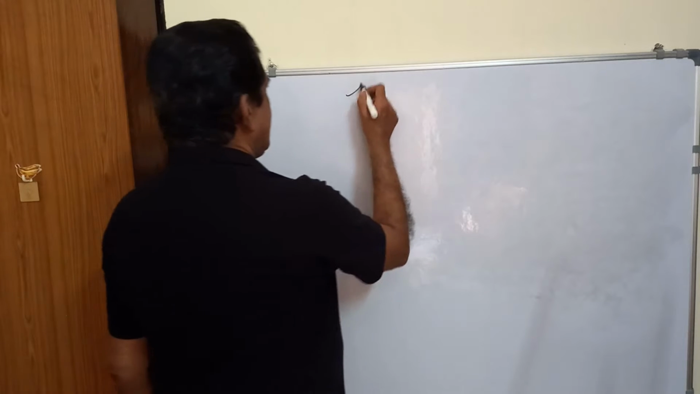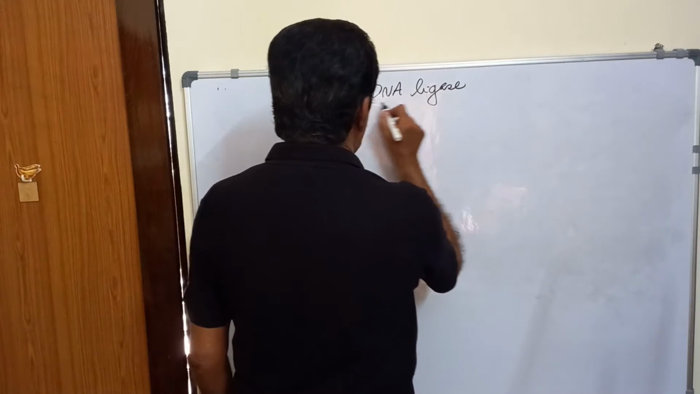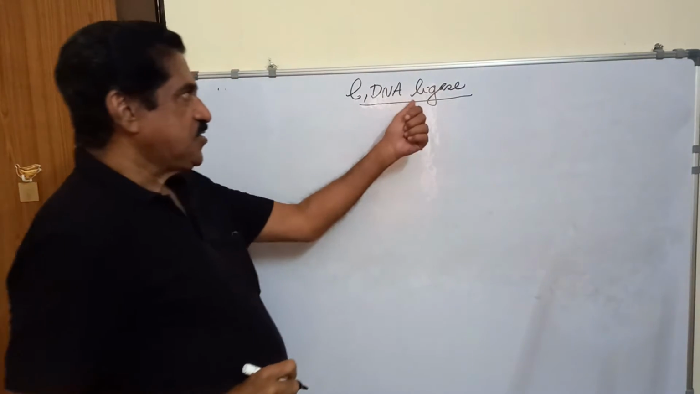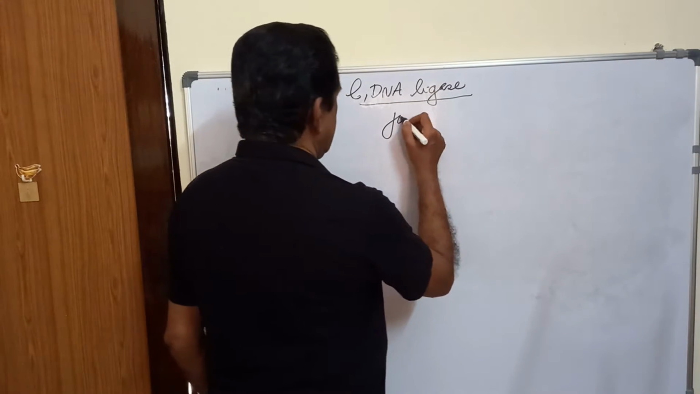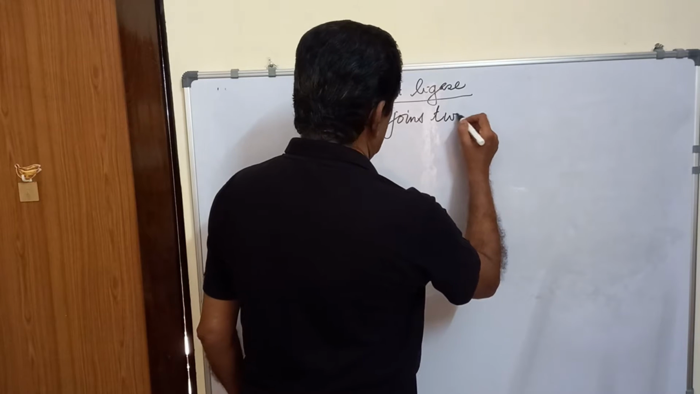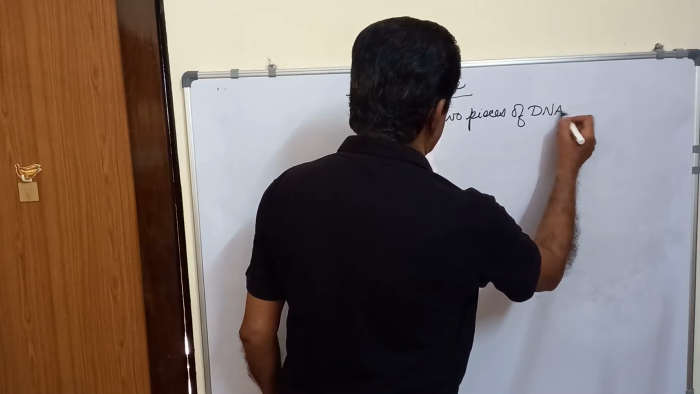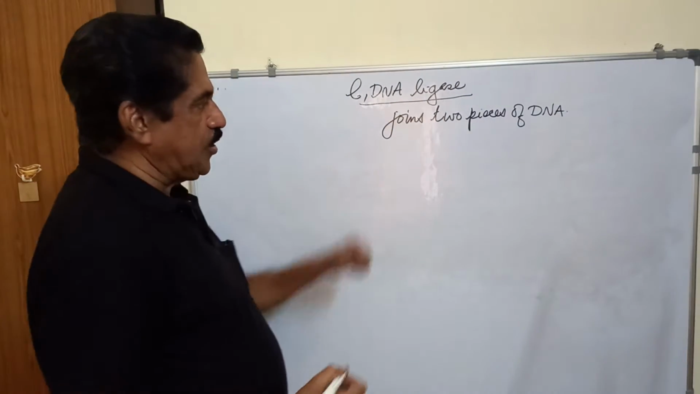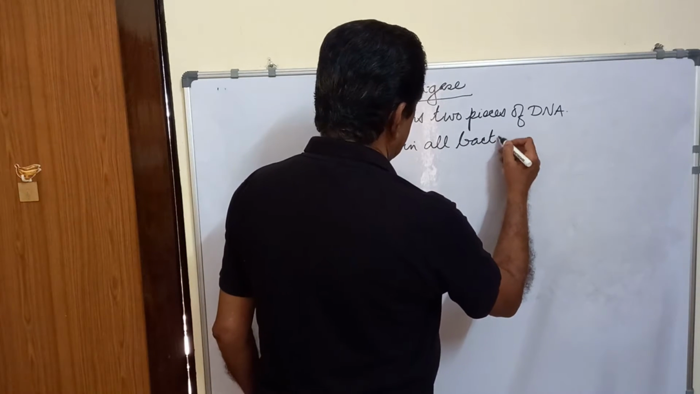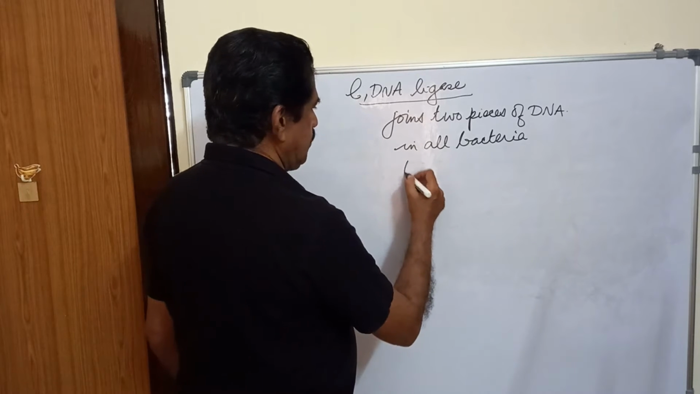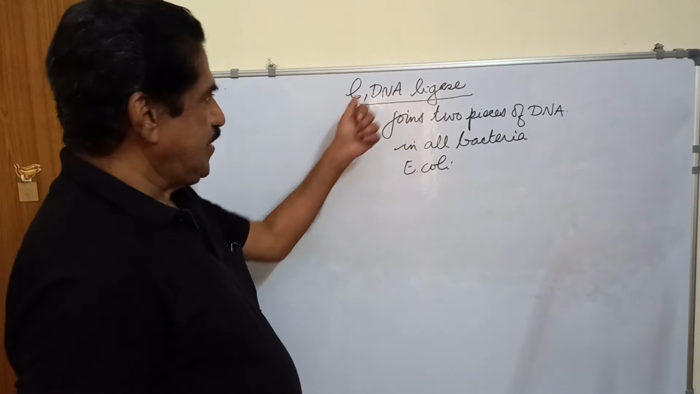Second one is DNA ligase that joins DNA. Ligation means joining. So what this enzyme does is joins two pieces of DNA. This enzyme is actually found in all bacteria. But for commercial purposes, we isolate it from E. coli. So that's the second enzyme.